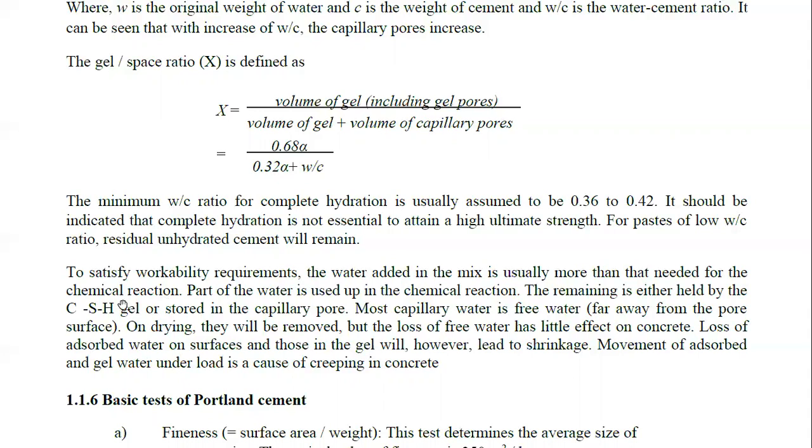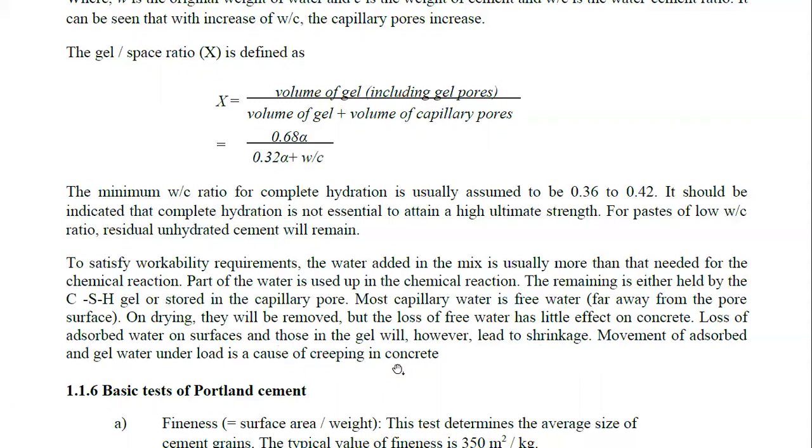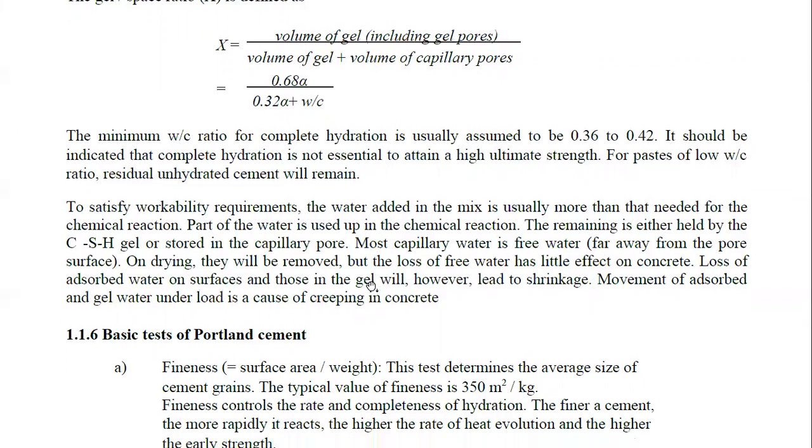But this capillary water also affects the concrete. Loss of absorbed water on the surface and those in gel will, however, lead to shrinkage. So basically, this excessive water leads to the shrinkage phenomenon. Movement of adsorbed water in gel under load is called creep in concrete. So basically, this water, जो भी ये water quantity excessive आ रही है capillary में, वो धीरे धीरे move करेगी और ये बाद में shrinkage को भी थोड़ा थोड़ा इंक्रीज करती है, एज वेल एज क्रीप फिनोमेना को भी जनरेट करती है.